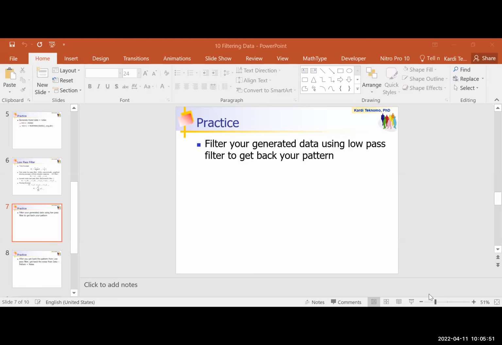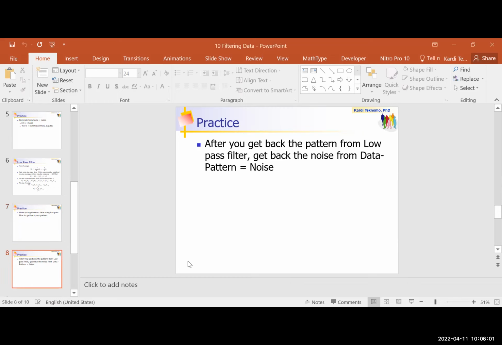So your practice today is to filter your generated data using low pass filter to get back your pattern. After you get back the pattern from the low pass filter, now you can get back the noise. So data minus pattern equals noise. You can also do that.